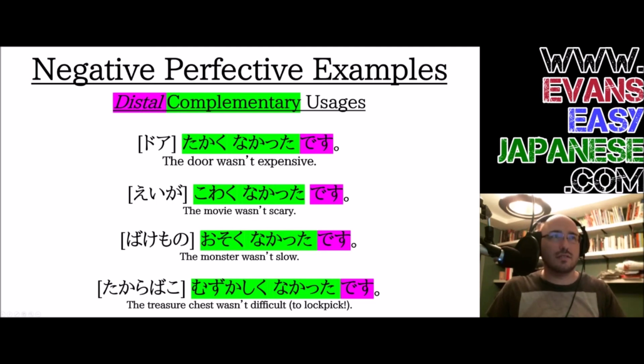So distal complementary usages. The door is what we're talking about. Takaku nakatta desu. It wasn't an expensive door. Let's say somebody tried to break down your front door. You got to go buy a new one. Oh my God, honey, you bought a door? How much did it cost? Takaku nakatta desu yo. It wasn't expensive. When I went to go buy the door last night, it wasn't expensive, so I bought it. Something like that.